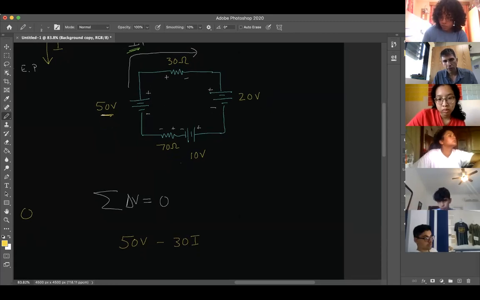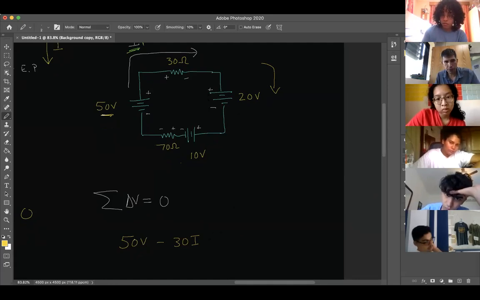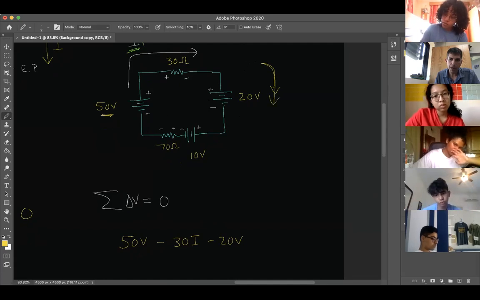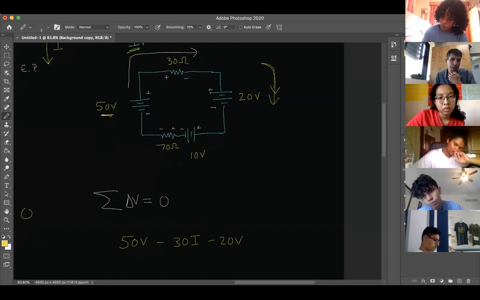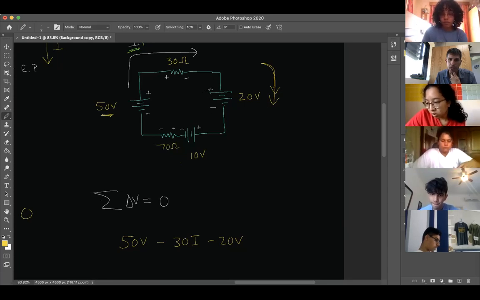Now, if you look, we have this current coming down here, and it's going to go from the positive to the negative side of the battery. When that happens, that's going to reduce the energy of each charge in the current. So for this one we subtract minus 20 volts. For the current to flow through this battery, it's going to decrease the energy of each charge. So when you go from positive to negative, that's why I'm having you draw these signs as you go around the terminals.